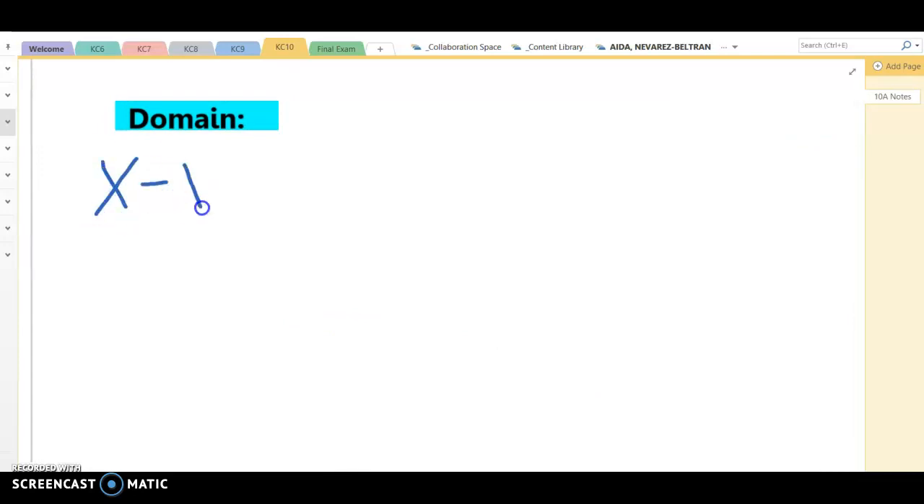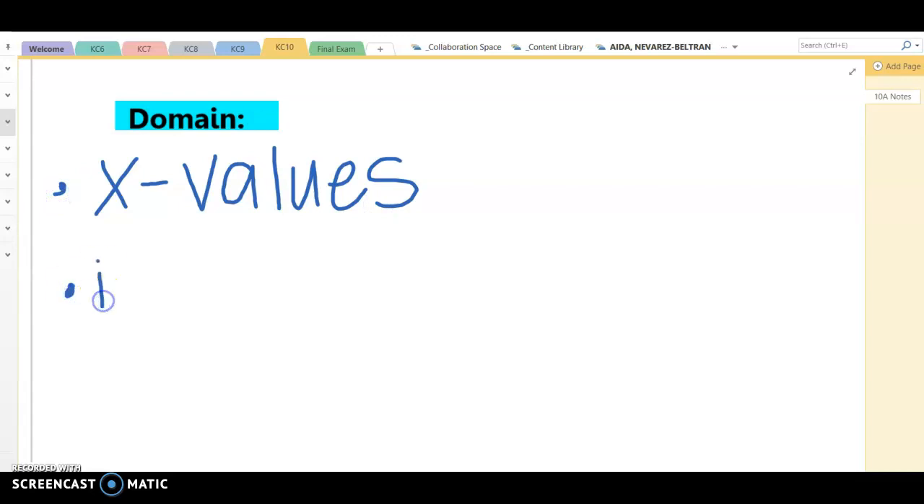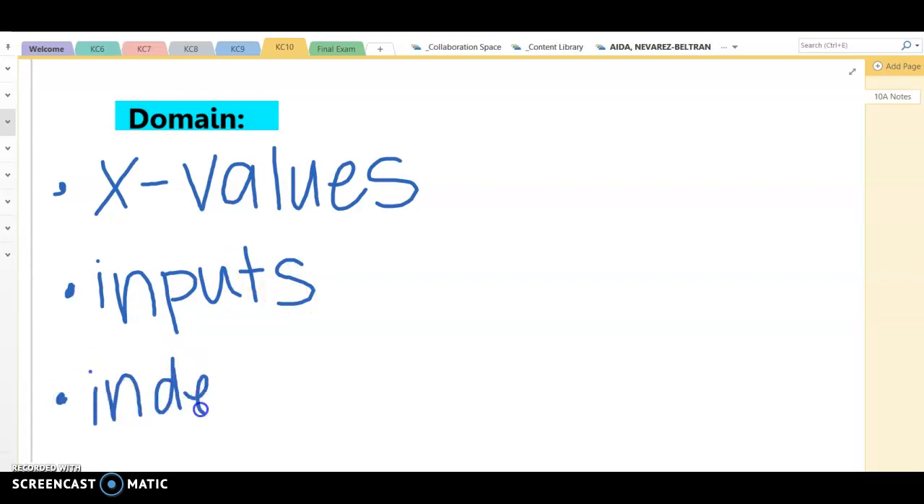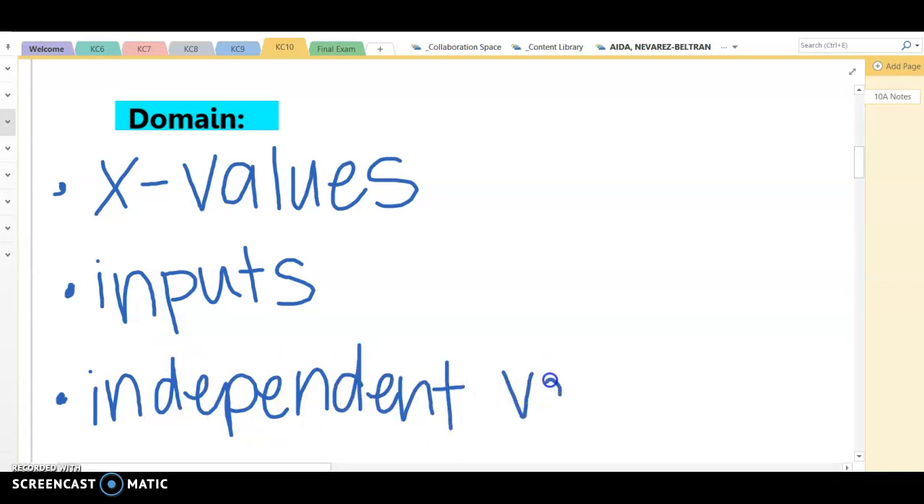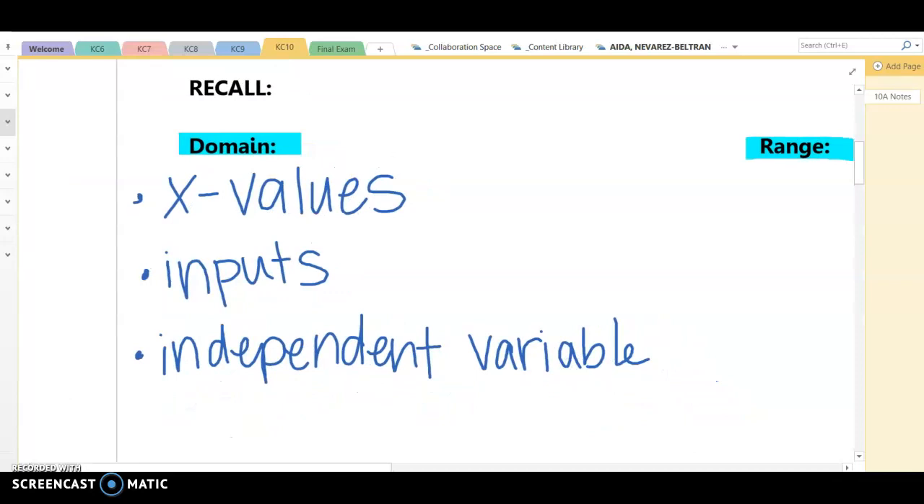Domain is all of your X values, right? X values is one way we can say it. Inputs is another way we can say it. Independent variable, right? Those all mean the same thing. We can use those three things interchangeably. So X values, inputs, independent variable. So that's the domain, right? So all of your X's.